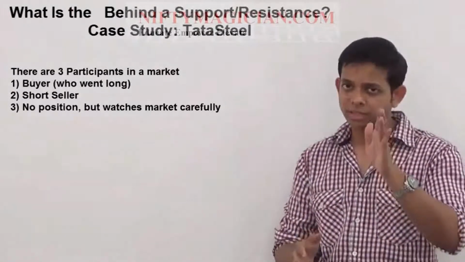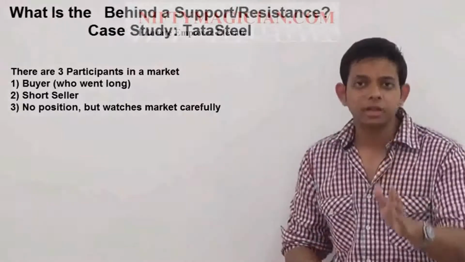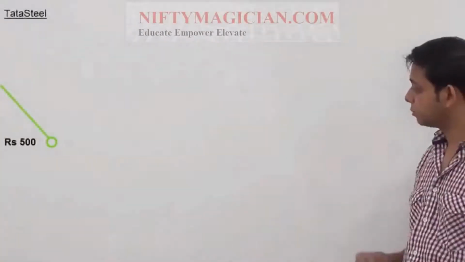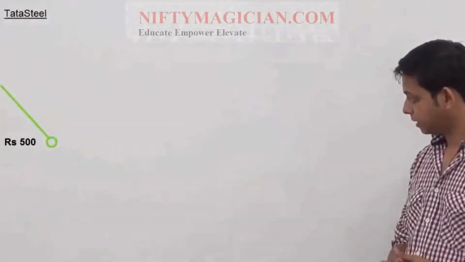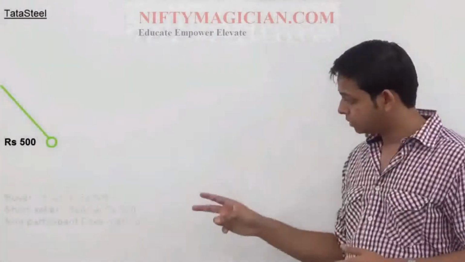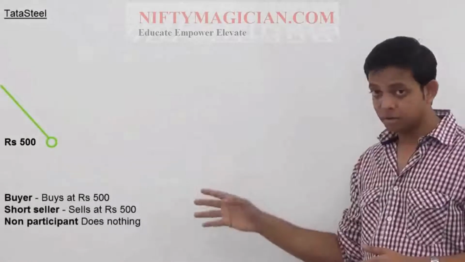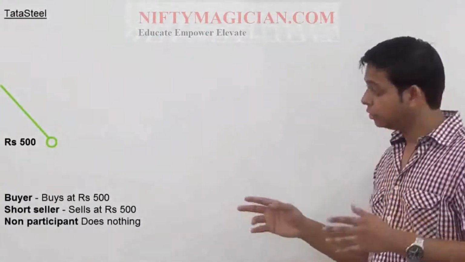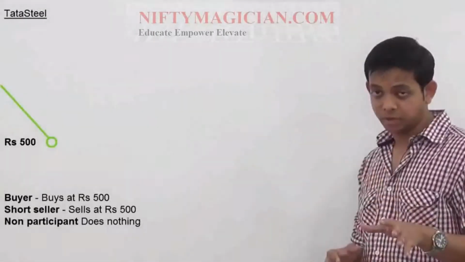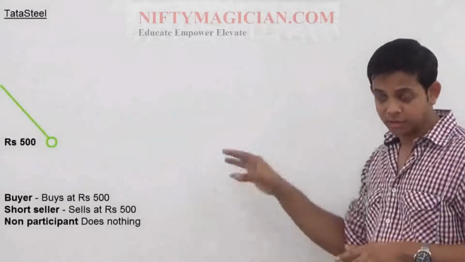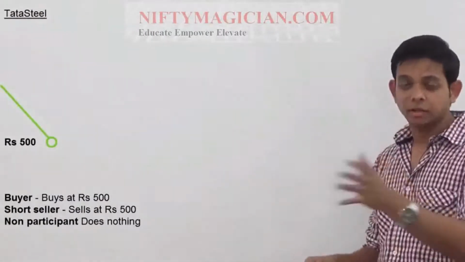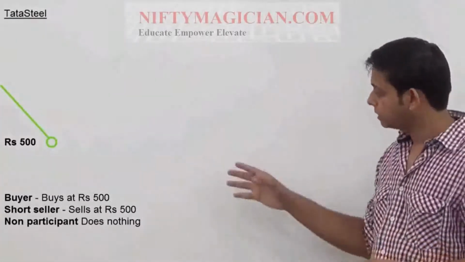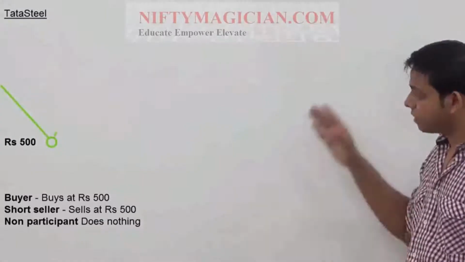So let's look at what these 3 people do in a situation where Tata Steel rises. So Tata Steel is trading at rupees 500. At this point, you have a buyer who's bought shares at rupees 500. You also have a short seller who has sold short at rupees 500, and you have the non-participant who's sitting and comparing notes. What happens is that markets rise.